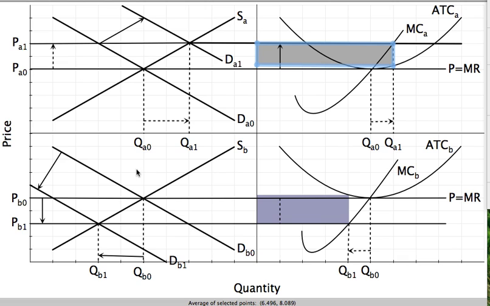On the opposite side, what happens for good B? Because people are shifting away from that, we see that the demand curve shifts from here to here. So we have an inward shift in demand.